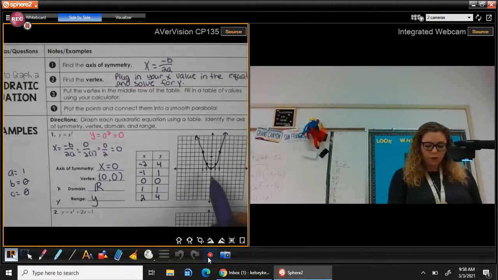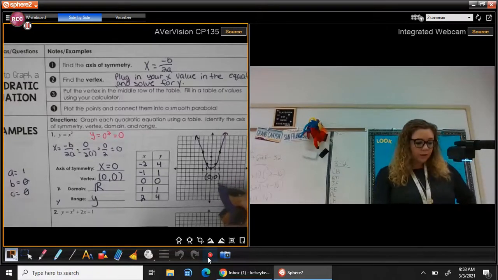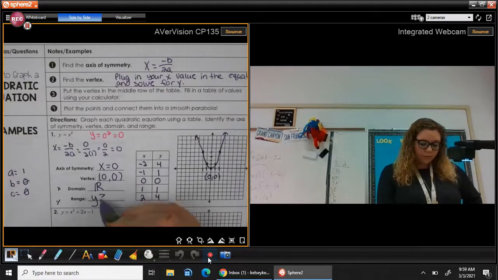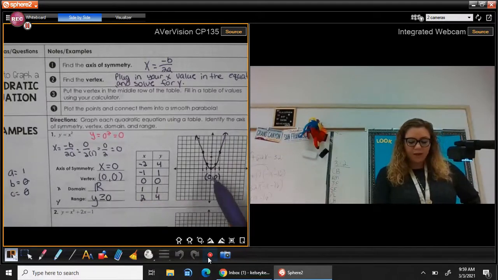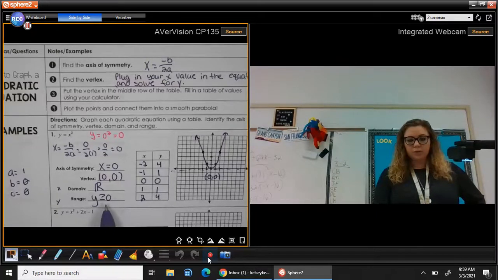Okay, what is this point right here? 0, 0. What is my y value? 0. Okay, so my y values are going to be all above 0, including 0. Okay, so you're never going to have a y value that's below 0. So this is what this means. That means all y values that are greater than or equal to 0.